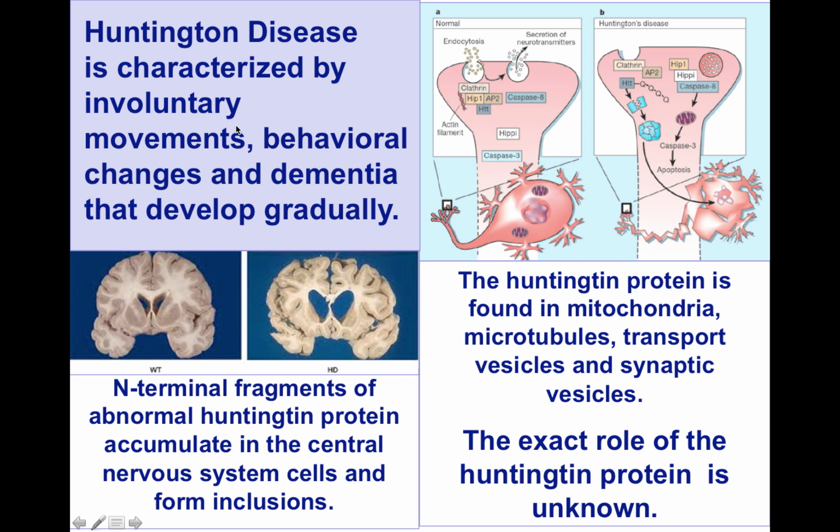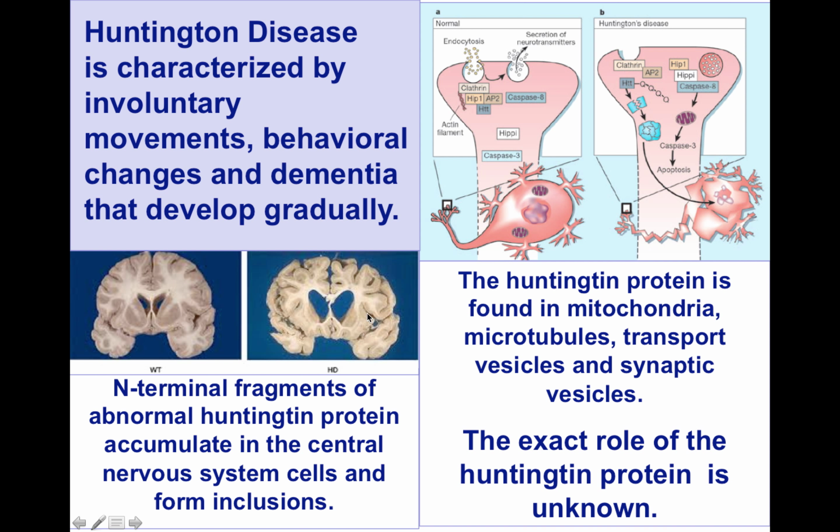Huntington's disease is characterized by involuntary movements, behavioral changes, and dementia, all of which develop gradually. We're not entirely sure how the Huntington protein causes this disease when it has all these extra repeats in it, or what the protein itself does normally in the cell. But it is found in mitochondria, microtubules, transport vesicles, and synaptic vesicles. So it may have something to do with transporting these vesicles around the cell.